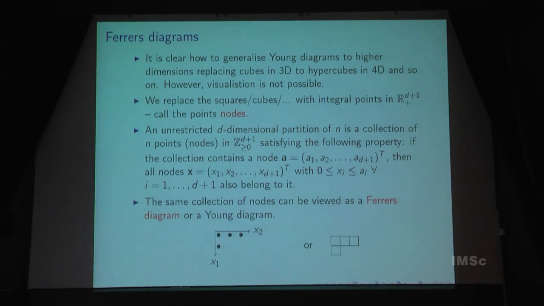Or equivalently, we could just write points here. You draw some axis. Now I'm not going to use x and y. I'll call it x1 and x2 because I can go to arbitrary dimensions. And here is the same partition. Or equivalently, this is the Young diagram. So you can see what is happening. You take the square, you squash it into a point. Look at this.